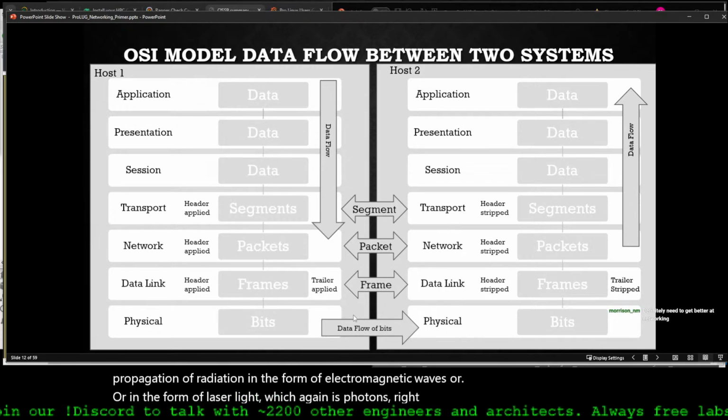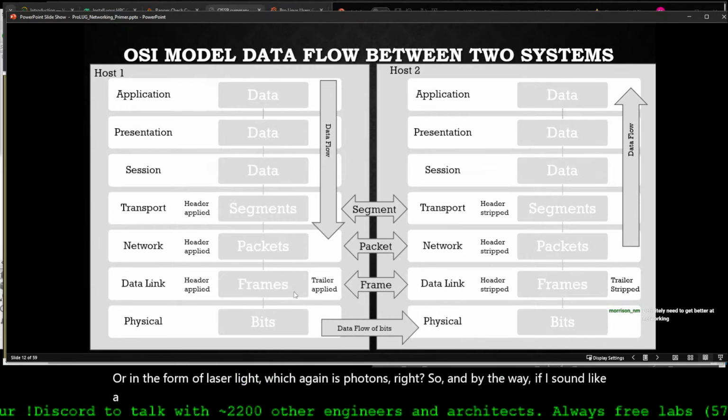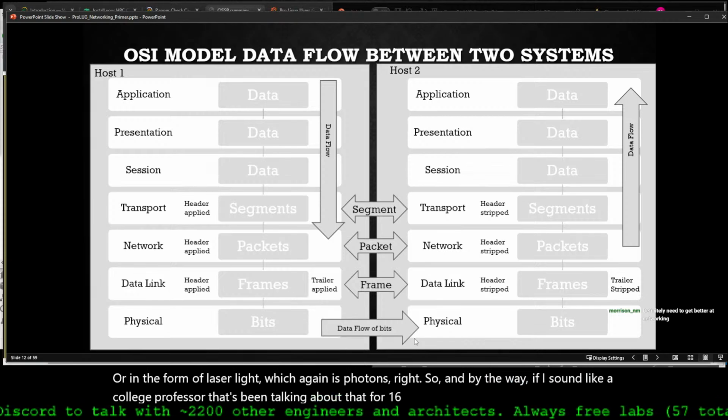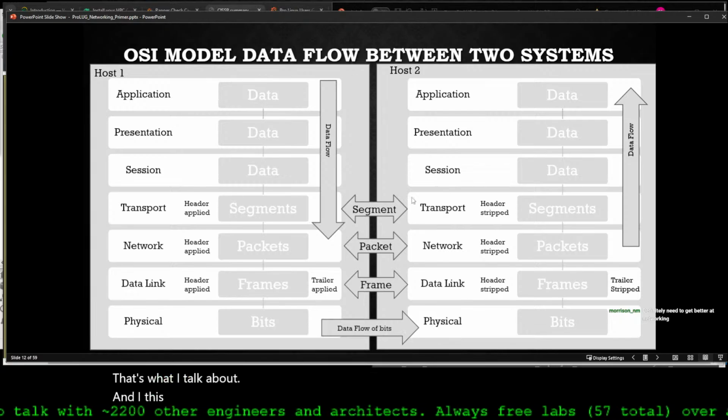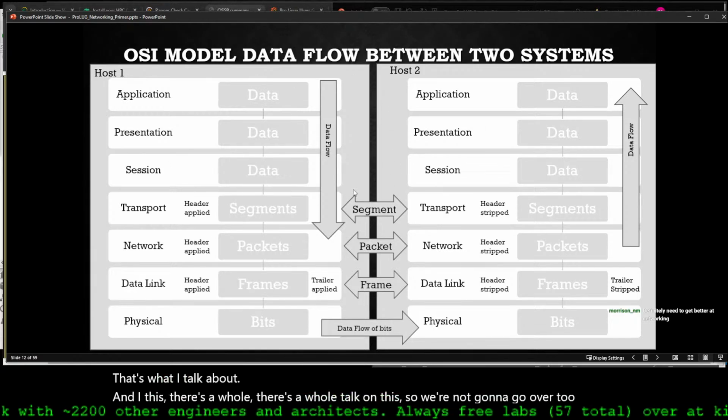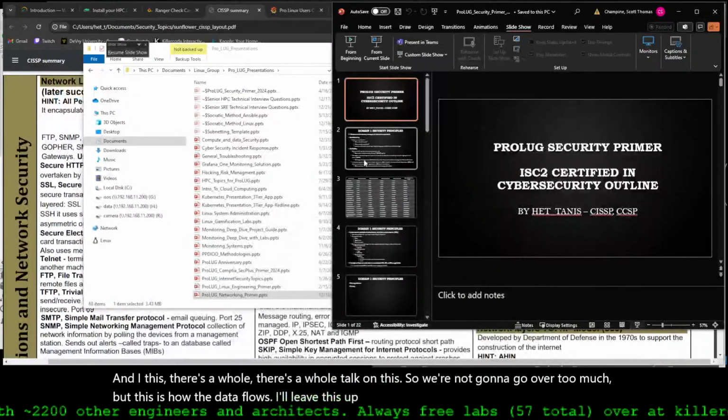So yeah, and by the way, if I sound like a college professor that's been talking about that for 16 years, boom, there you go, right? That's what I talk about. And there's a whole talk on this. So we're not going to go over too much, but this is how the data flows. I'll leave this up because we're talking networking, right?